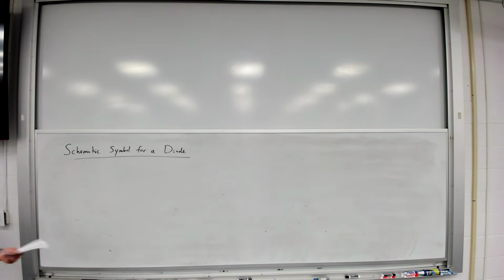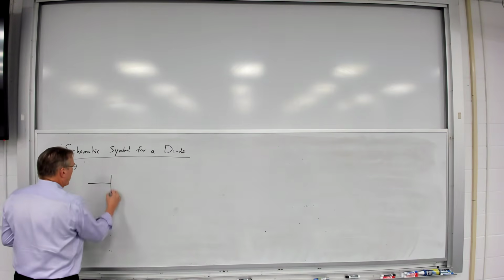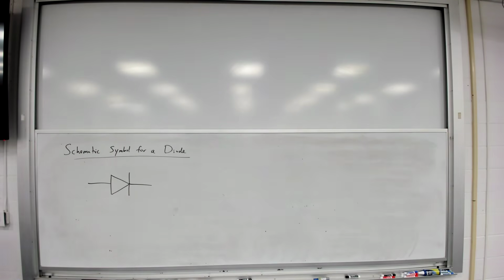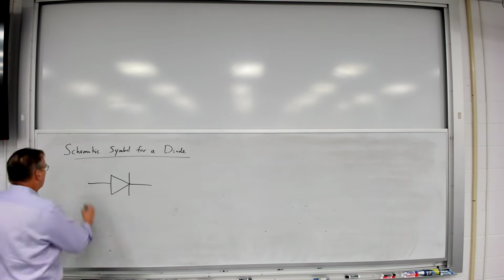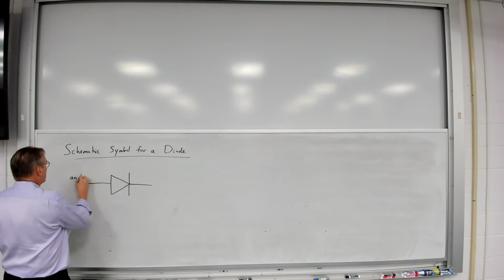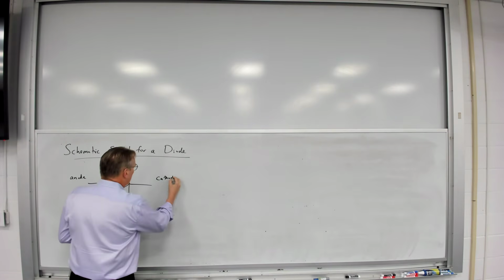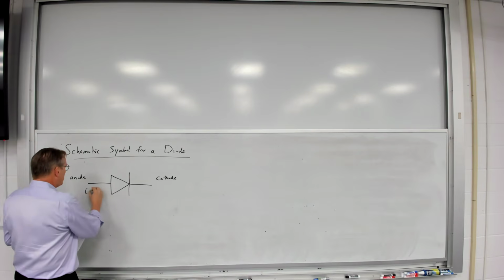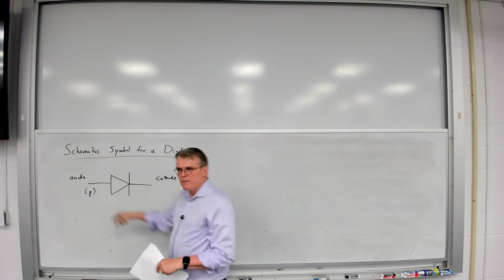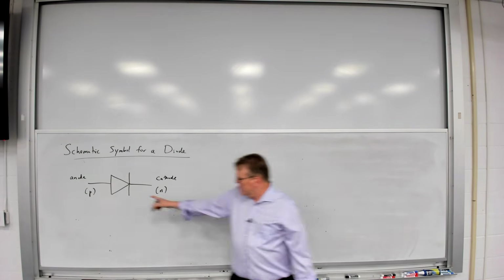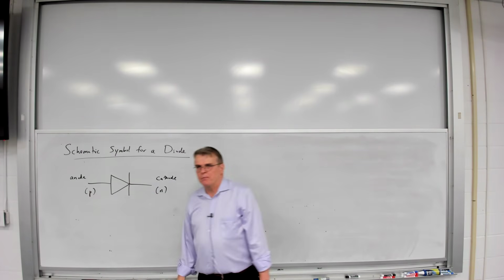So just as in 2112, we had different schematic symbols for capacitors, inductors, voltage sources, current sources. Same thing here. This is a schematic symbol for a diode. We call one terminal the anode and one terminal the cathode. The anode is the p-type region of the diode. The cathode is the n-type region. So we have this little triangle and then that straight line.